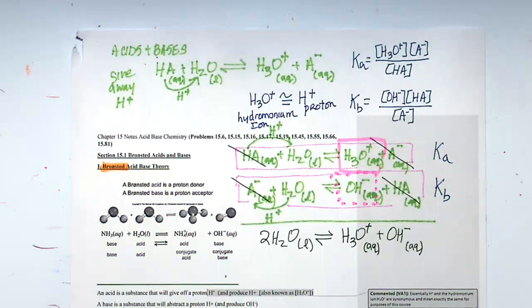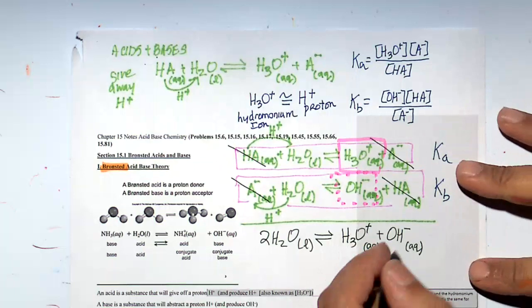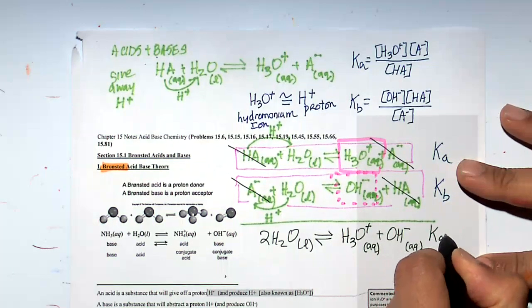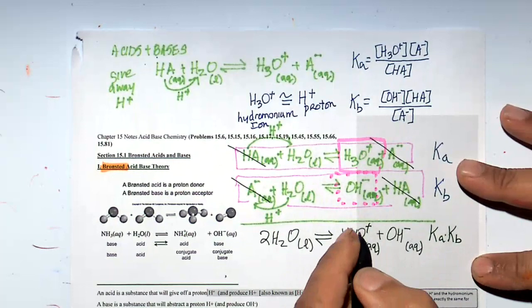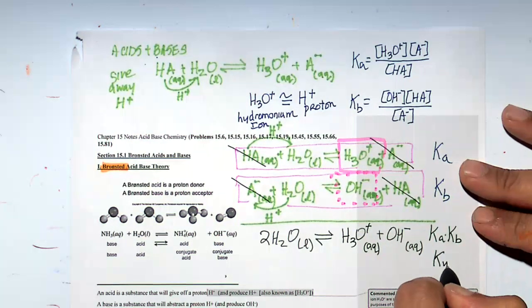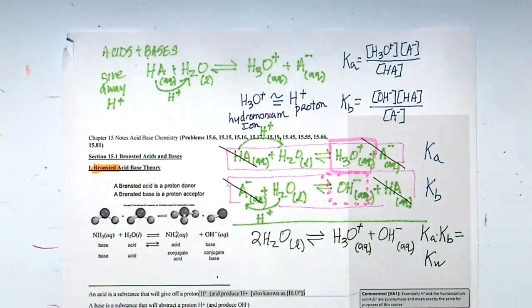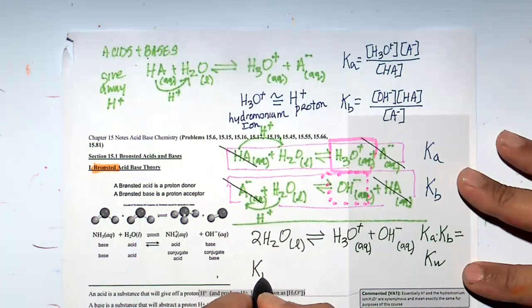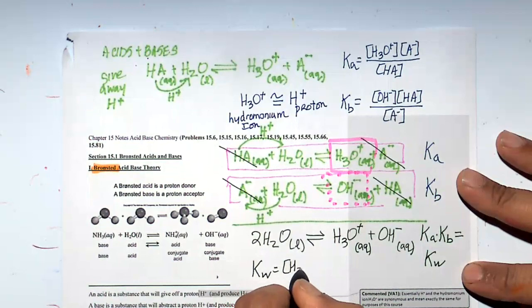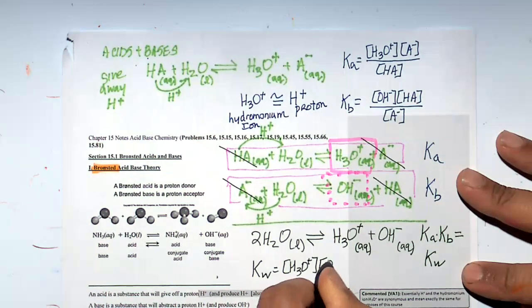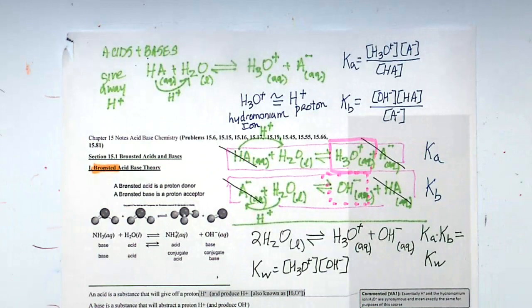When we add two reactions, we multiply the equilibrium constants, remember? That's on the exam next Monday. When we add two reactions, we multiply the equilibrium constants. So this will be Ka times Kb. We will call this Kw. Ka times Kb is equal to Kw. Another K. Told you there's going to be lots of Ks, equilibrium constant Ks. By the way, this Kw is products over reactants. We don't include the water because water is a liquid.